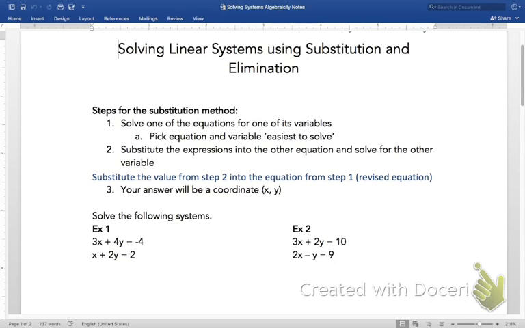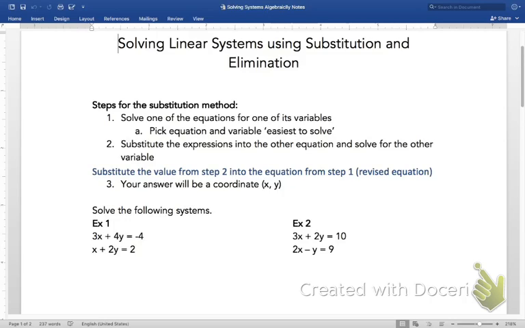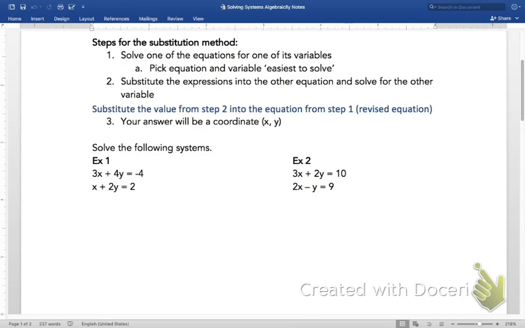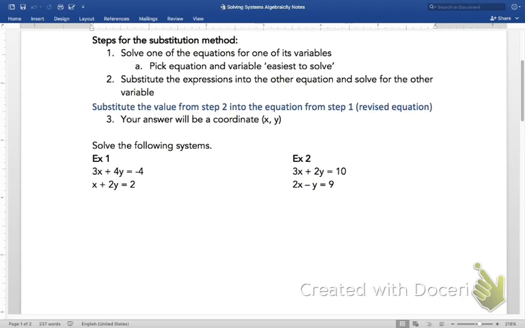So once you pick an equation and solve for a variable in the easiest one, substitute the expression into the other equation and solve. Once you get either your x or your y value, or your a or your b, whatever letter you have, plug it back into the original one that you manipulated. And then that'll give you your answer in terms of a coordinate.